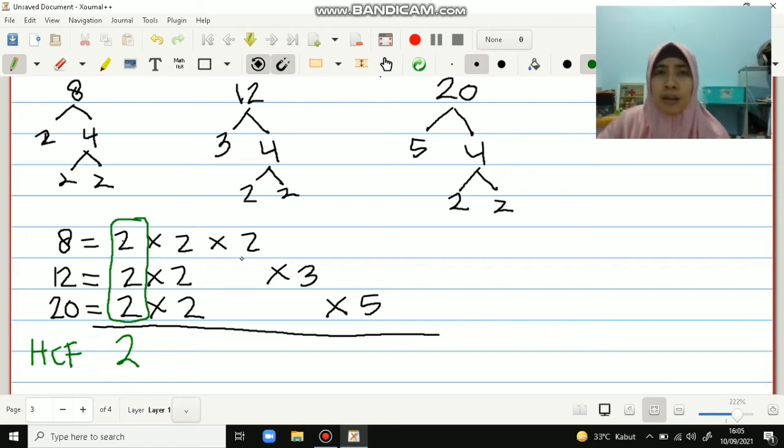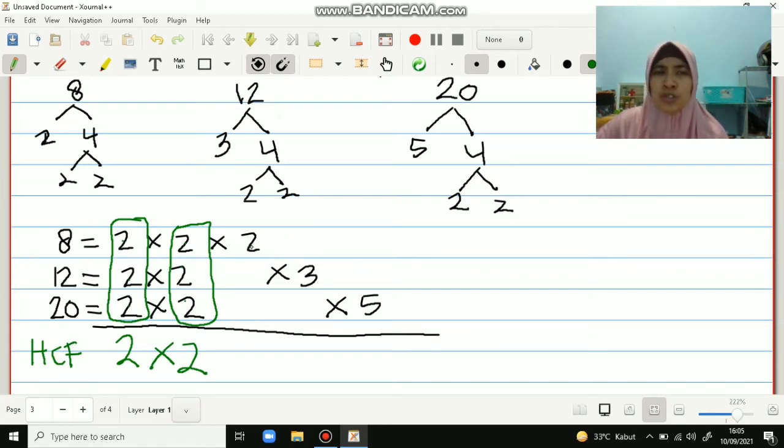Is there another common number among the factors? Yeah, there is another 2, a group of 2. 2 and 2 and 2. So you can write it down also. Then you multiply them.